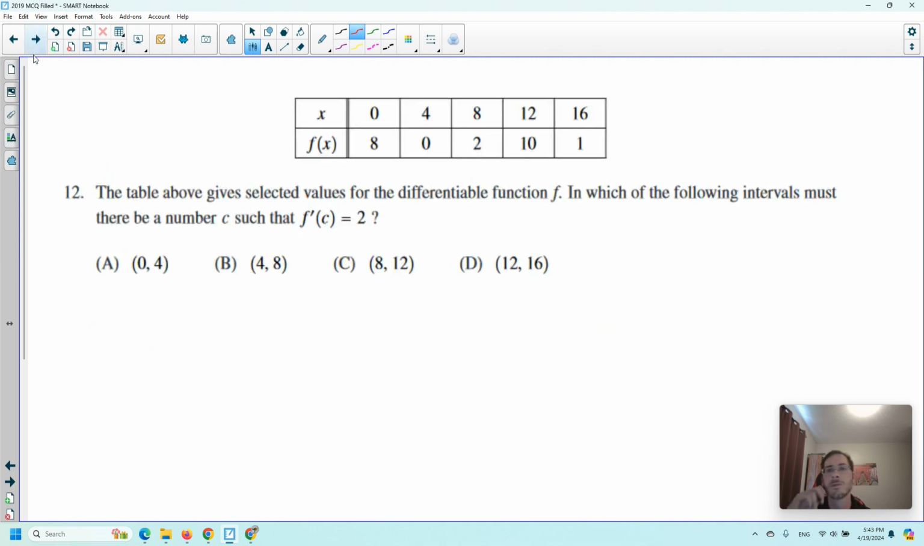All right, for number 12. Table above gives selected values for the differentiable function f. In which of the following intervals must there be a number c such that f prime of c equals 2? All right, this looks just like one of the videos that we saw. So we got to find f prime of c to be 2. We're basically just testing out each of these intervals. So from 0 to 4, we got to see if there must exist an f prime of c. That's clearly the mean value theorem.